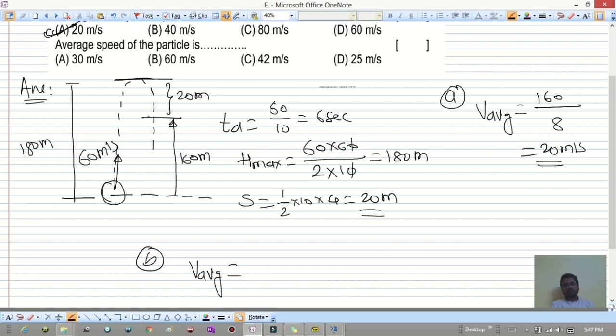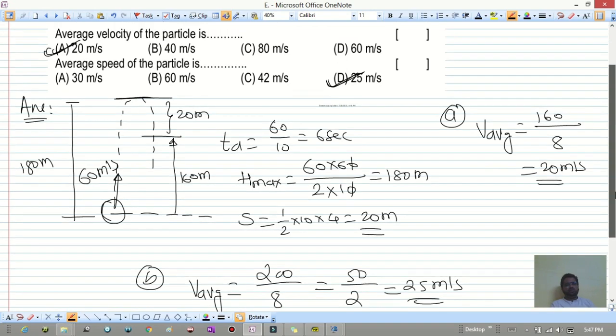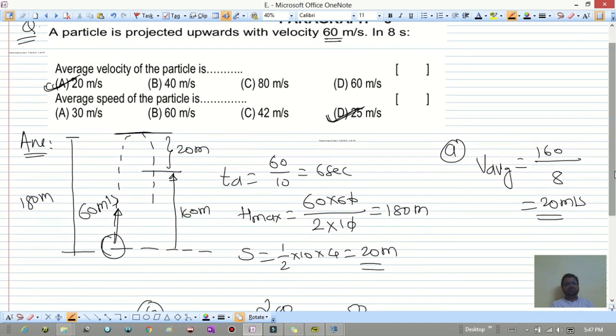180 plus 20, it will become 200, divided by the time required, which is 8. So that is 25 meter per second, and it is given in option D. So I hope this is clear now. All these questions are very simple if you go with the basics.